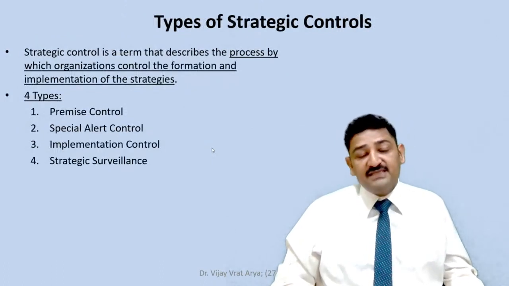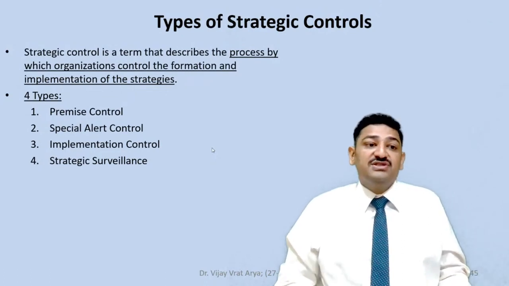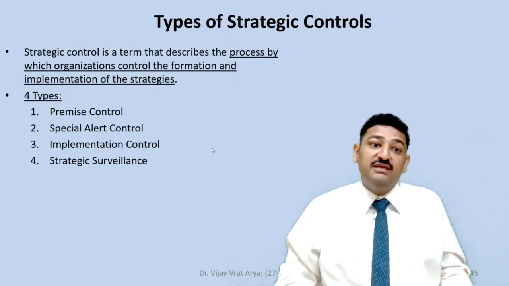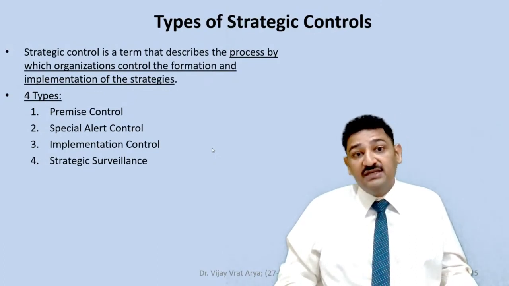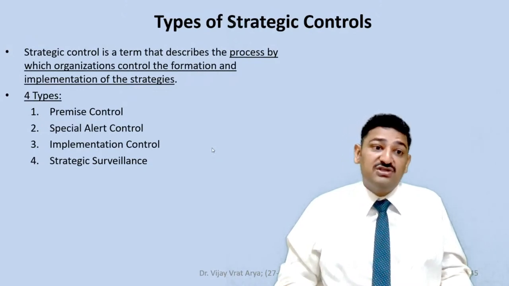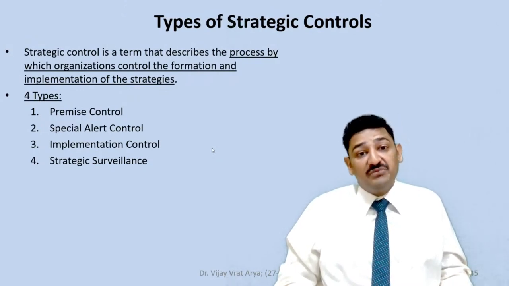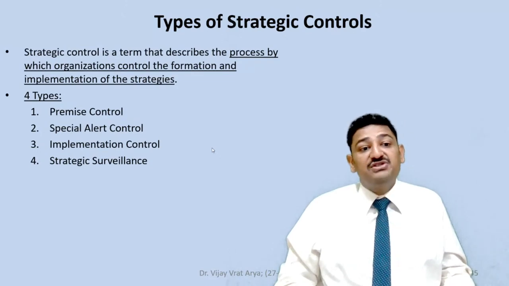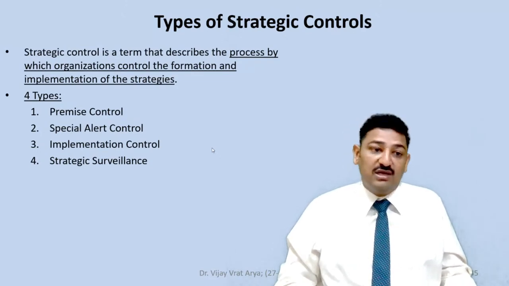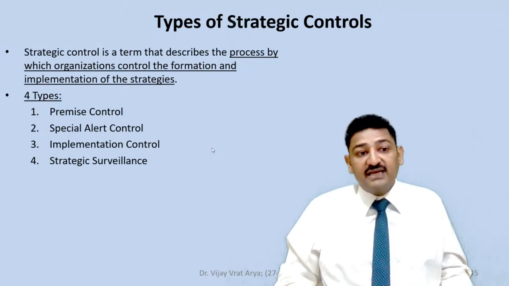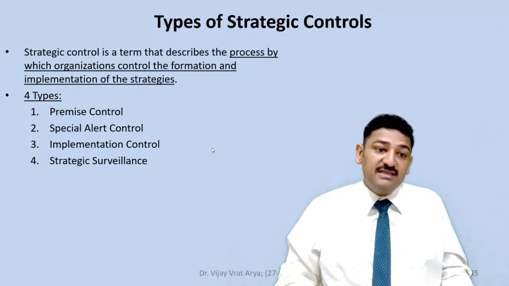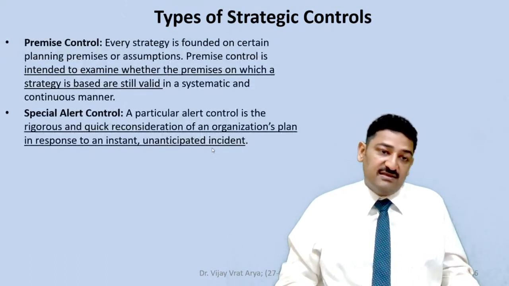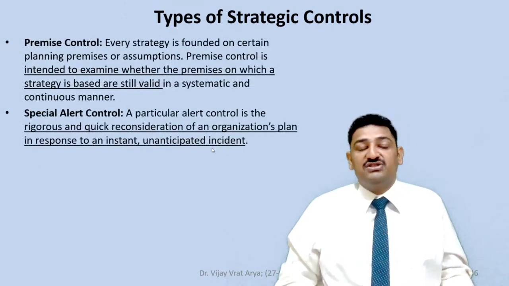So, in this scenario, the types of strategic control can be emphasized. Strategic control is a term that describes the process by which organizations control the formation and implementation of strategies. And for that, there are four major types of strategic control. One is premise control. Second is special alert control. Third is implementation control. And fourth is strategic surveillance. So let's learn each of these strategic controls.